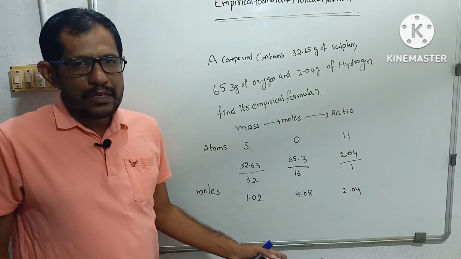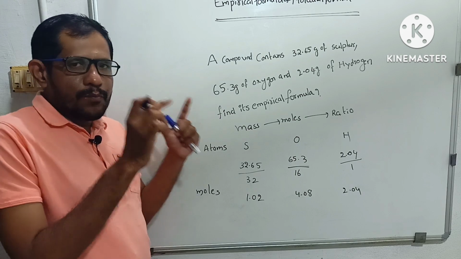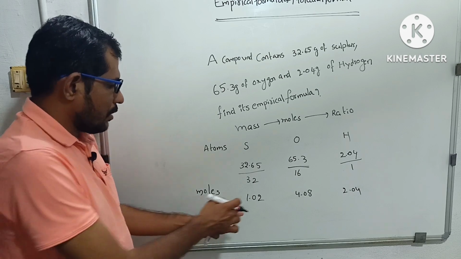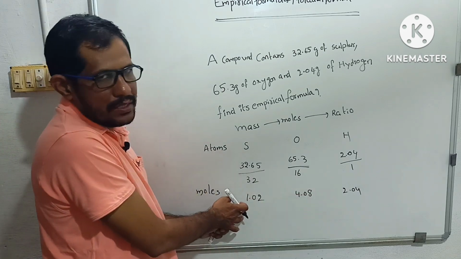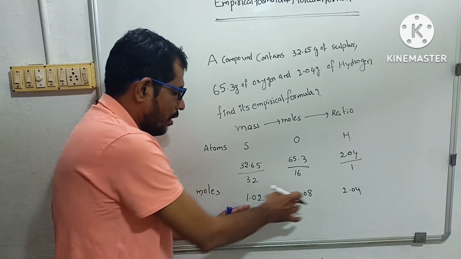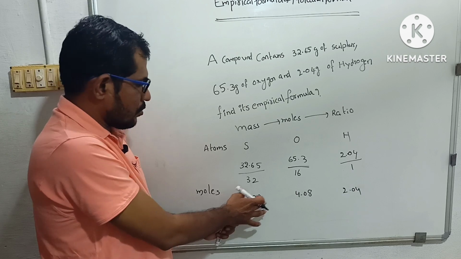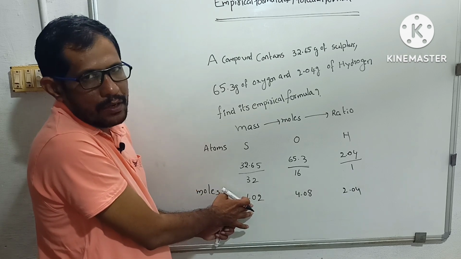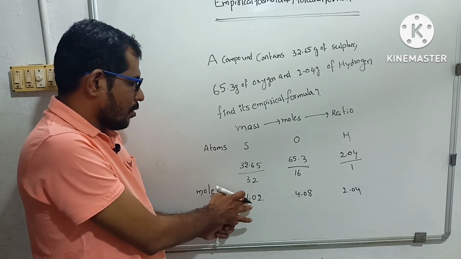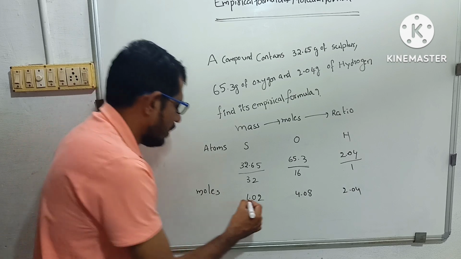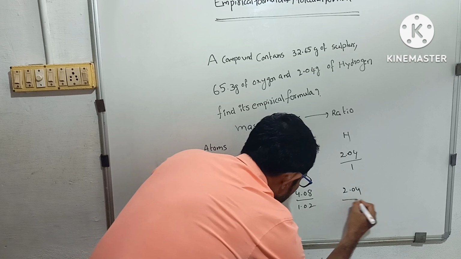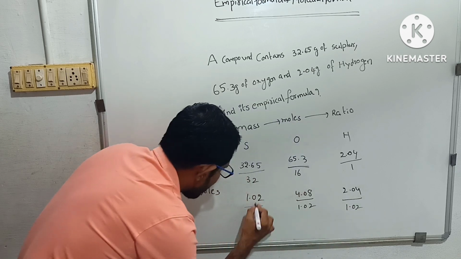The next step is we need to find the simplest whole number ratio. For that, we will divide all the 3 with the smallest number. So among the 3, which is the smallest number? 1.02. So I will divide everything with 1.02. What will I get here?